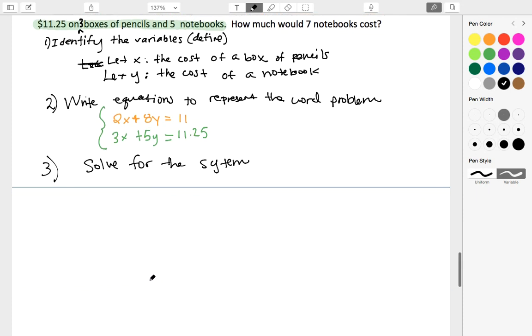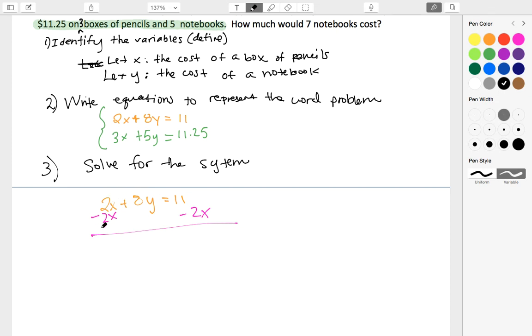Okay, and so because of that, again, none of my variables are isolated, so I have to isolate one of my variables. So I'm gonna take the first equation. So I have 2X plus 8Y equals 11. Okay, and I'm gonna isolate it by getting X by itself, or getting Y by itself. So I'm gonna subtract 2X, subtract 2X. Okay, and so it doesn't really matter if you want to isolate X or isolate Y.